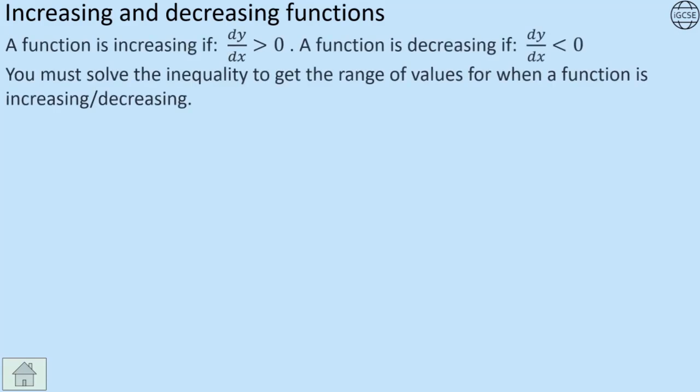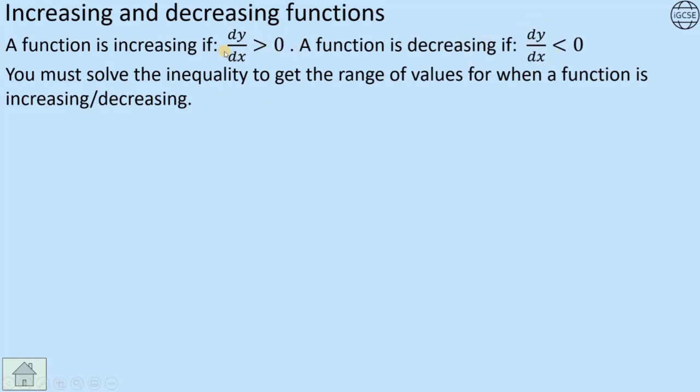Okay, so let's look at increasing and decreasing functions. So this kind of spans into two parts. So if a function is increasing, what we're saying is gradient is bigger than 0. It's going up, isn't it? If a function is decreasing, then the gradient is negative. It's less than 0. And you can see that notation written here. dy by dx is greater than 0, and dy by dx is less than 0.